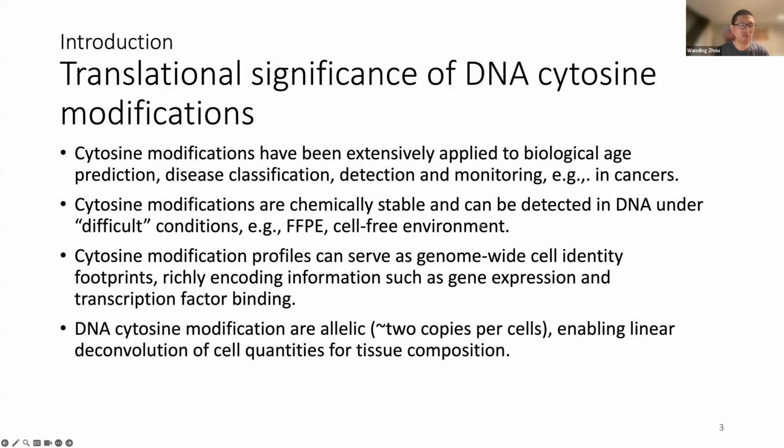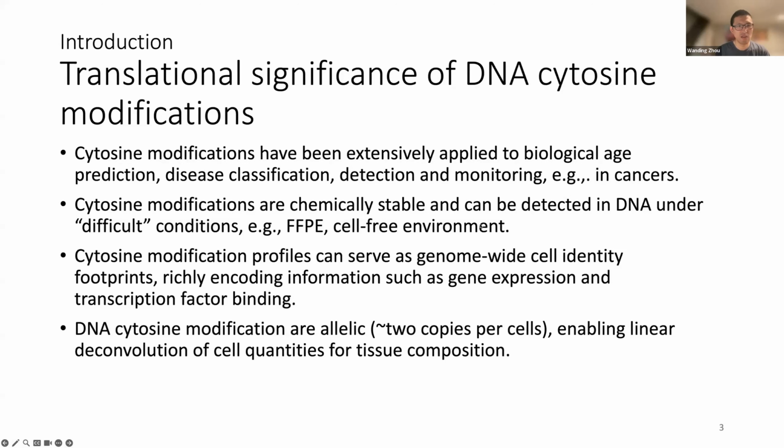One of the major motivations behind the use of cytosine modification is that it's pretty chemically stable, and it can even survive what we call difficult conditions, such as formalin fixation, paraffin embedding, or even cell-free environments. The other advantage of cytosine modifications is that it's a source of genome-wide signal, not just in the genic regions, but also its regulatory information, for example, the binding of transcription factors.